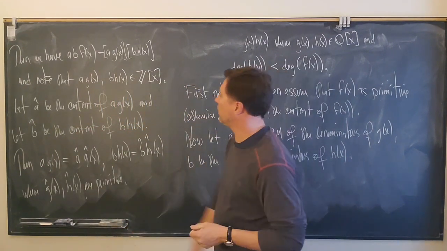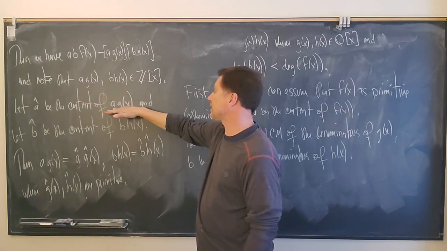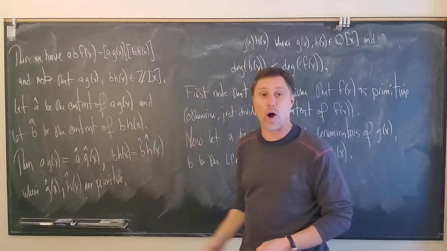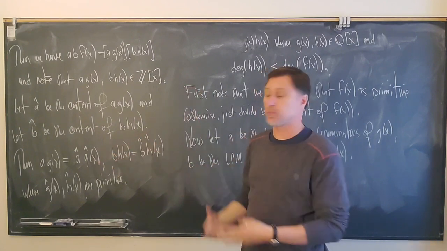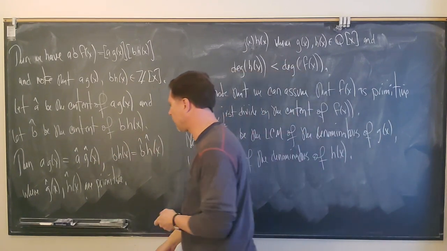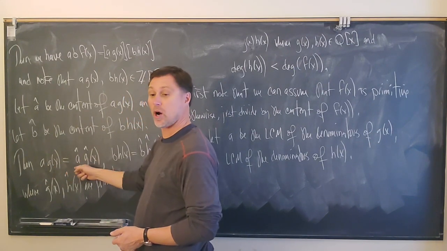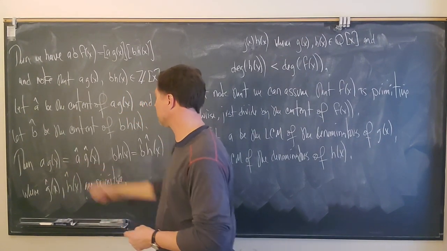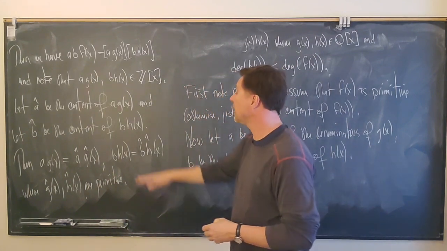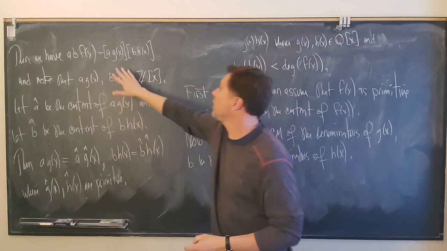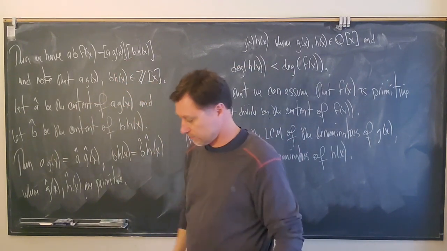So what do we have here? Here's some polynomial, it's got some content. Here's some polynomial, it's got some content. When you pull the content out, what you have is a constant times a primitive polynomial. That's all I've done right here. All we've done is factor the content out of a g of x and b h of x.